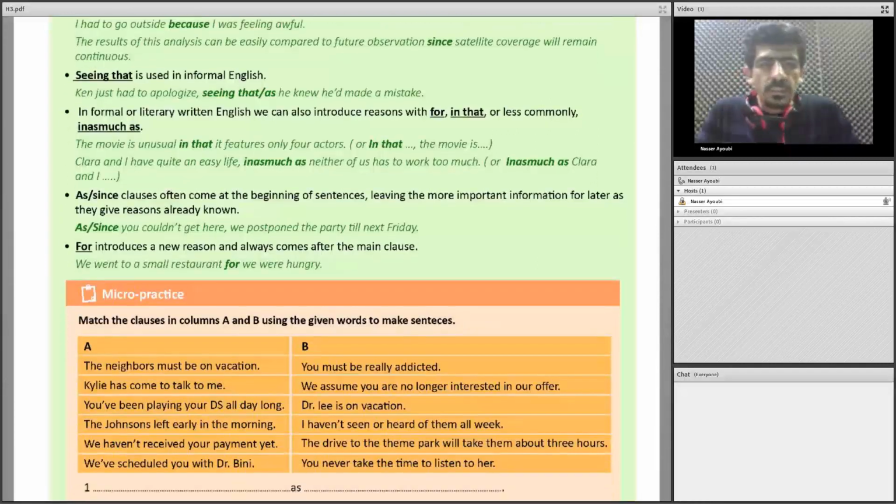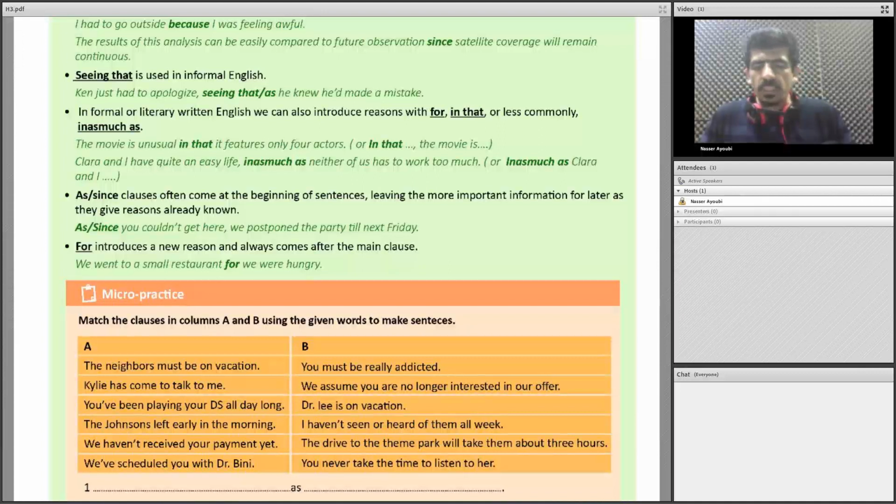As or since clauses often come at the beginning of sentences, leaving the more important information for later, as they give reasons already known. As you couldn't get here, or since you couldn't get here, we postponed the party till next Friday. And finally, for introduces a new reason and always comes after the main clause. We went to a small restaurant for we were hungry.